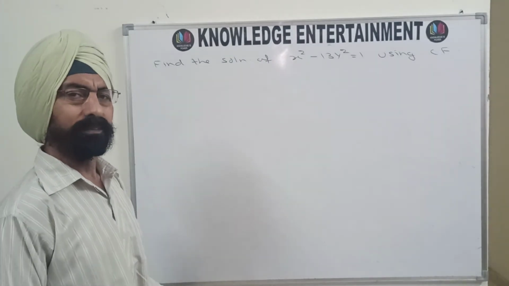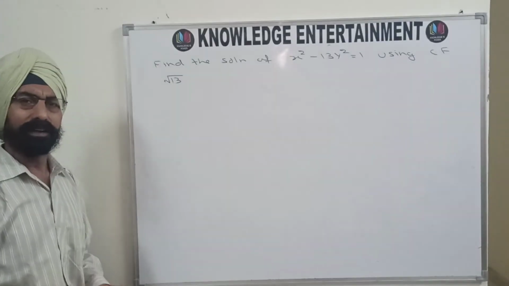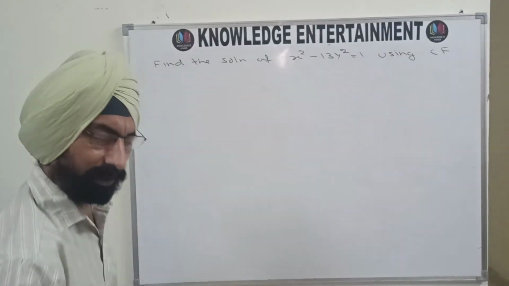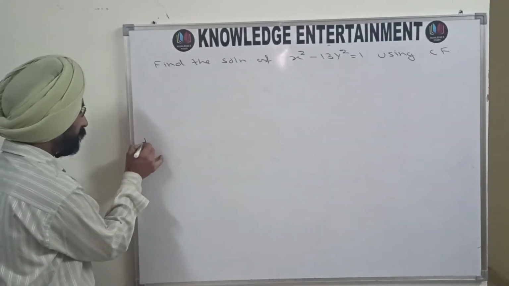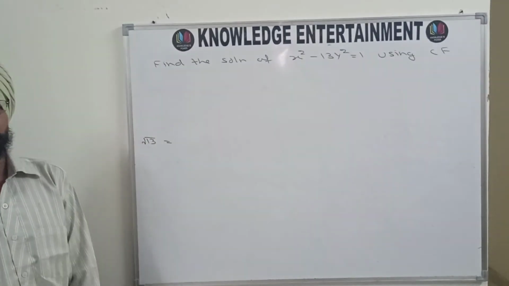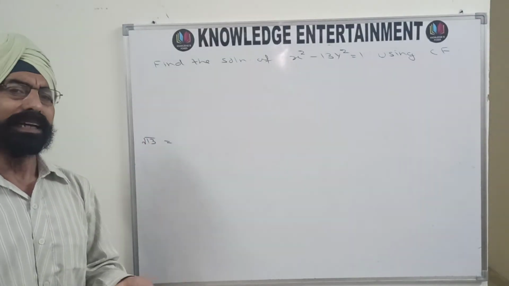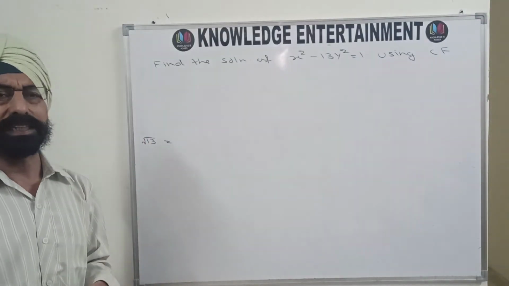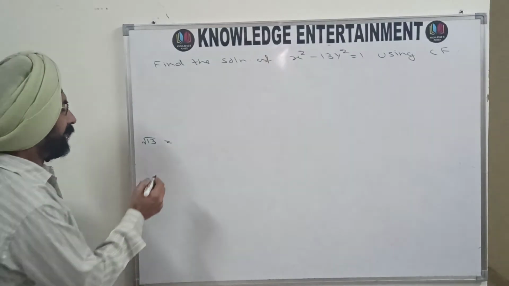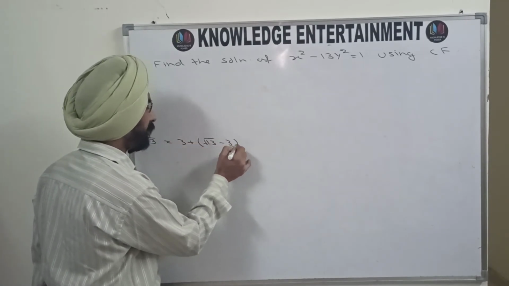First of all, we have to find the continued expression of under root 13. So how to find it? I am going to start it. Under root 13 is equal to, what is its integral part? The integral part is 3, because it is greater than the square of 3 and less than the square of 4. So its integral part is 3. I am going to write 3 plus under root 13 minus 3.